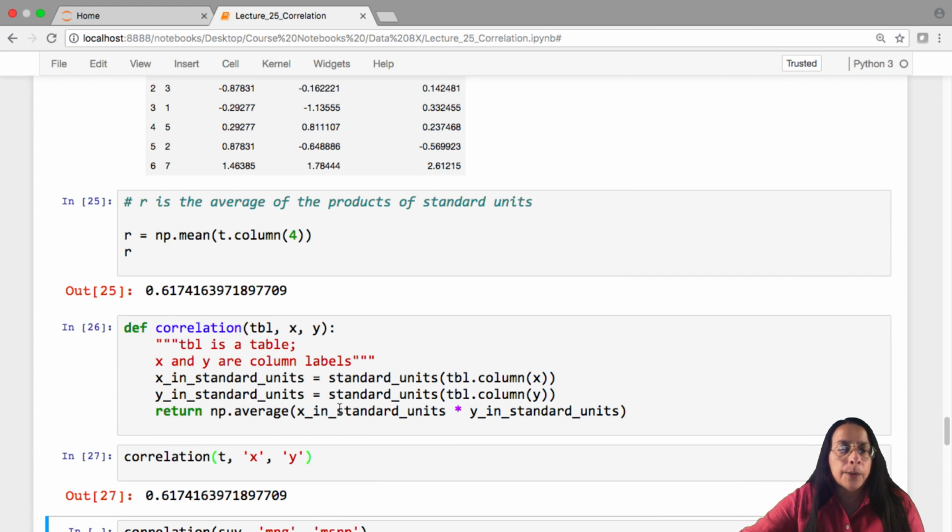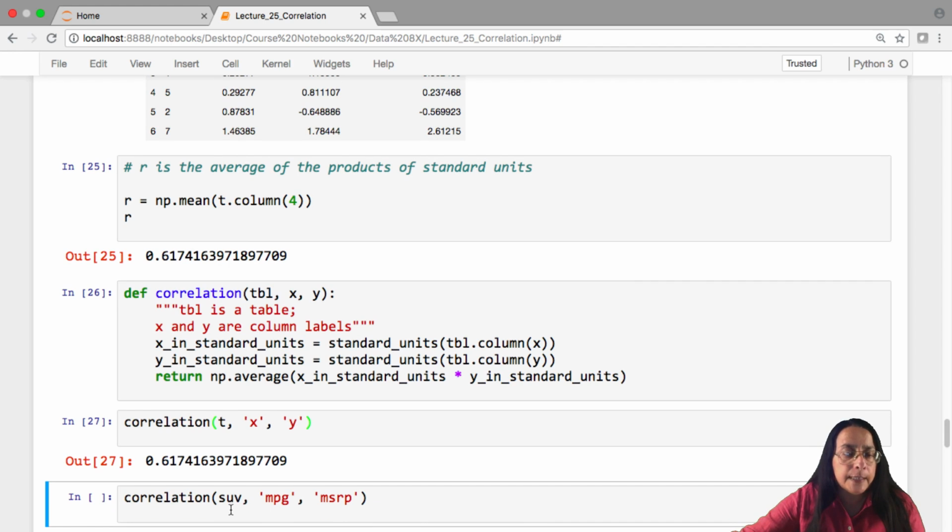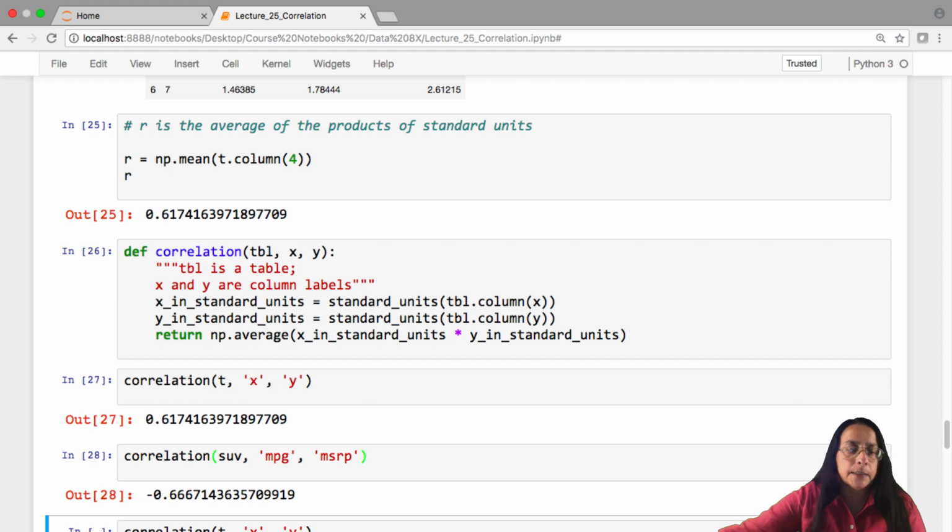For our table T and columns x and y, we get the right answer. If we look at the SUV table and we look at the correlation between fuel economy, miles per gallon, and price, then our function tells us we get minus 0.667 roughly.